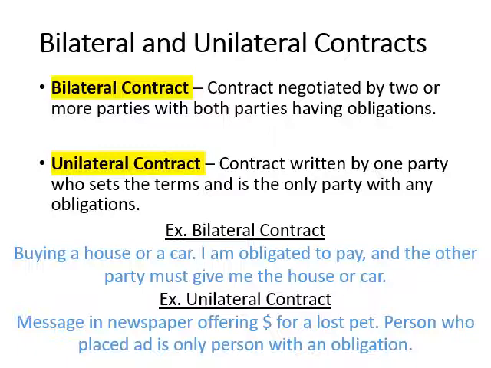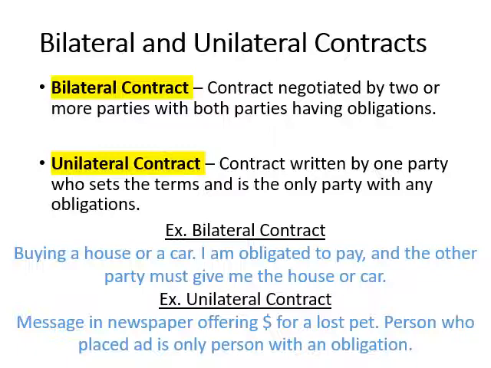Okay, unilateral contract, you have to think about it a little bit more. We have scenarios that we're familiar with, but they're not as common in our everyday lives where we have unilateral contracts. An example would be if there's a message out in the newspaper offering money for a lost pet. If you return my lost dog to me, I'll give you $200.